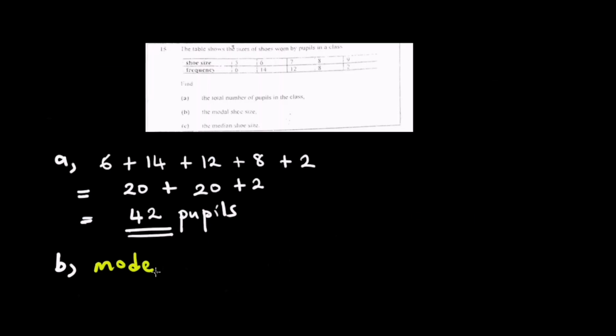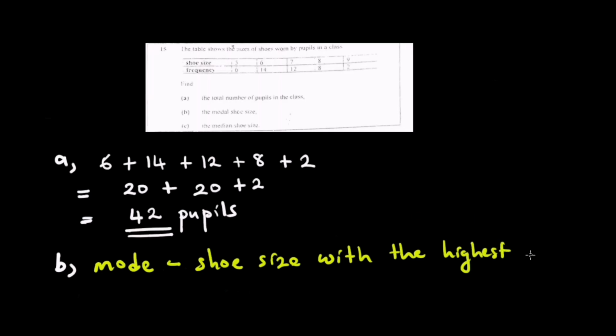Saka kana tichiti mode, because B iri kuda the modal shoe size. Kana tichiti mode, tinenge tichitarisa, in this case we need a shoe size with the highest frequency. That is what a mode is. A shoe size with the highest frequency. So mode tiri kutarisa mafrequencies pamakombeya. Inenge ine frequency hombesa ndo inenge iriyo the mode.